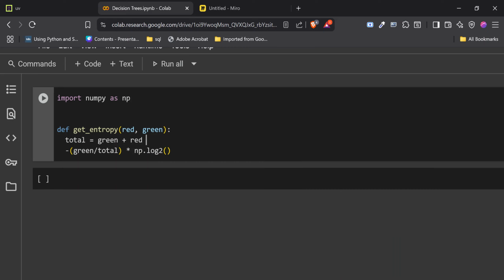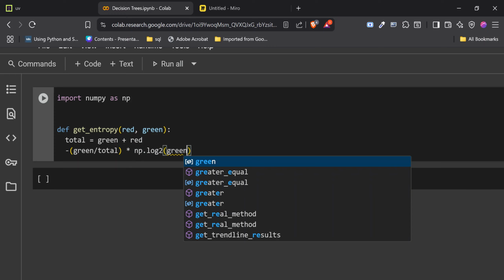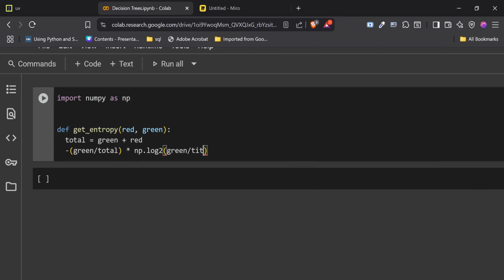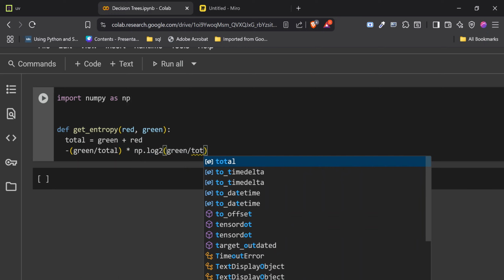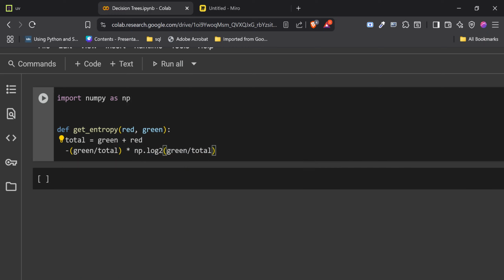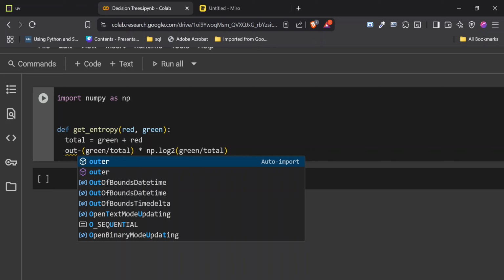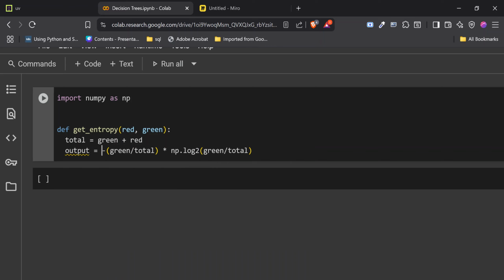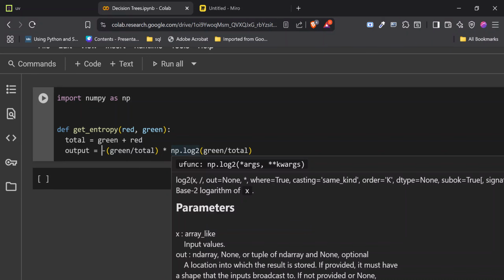So maybe let's just write it like that. So that's going to be green over total. I really do not want us to do too much repetition, but I also want to keep this as simple as possible so that you can follow. Then the other one is going to be red, right? So I can say output equals negative green over total log green over total.